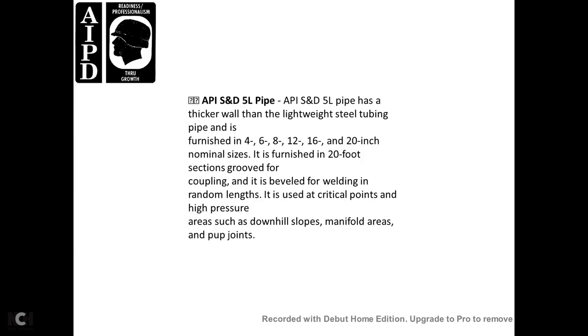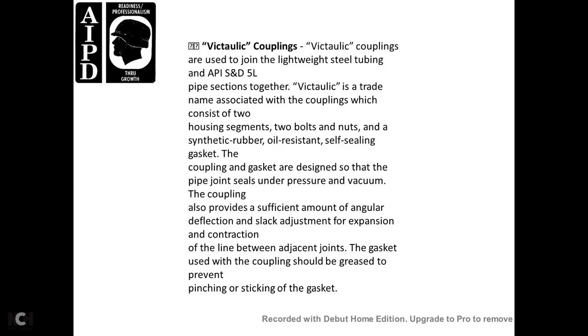API standard 5L pipe. This has a thicker wall than the lightweight steel tubing. The pipe is furnished in 4, 6, 8, 12, 16, and 20-inch nominal sizes. It is furnished in 20-foot sections, grooved for the coupling or beveled for welding. It is used at critical points for high pressure areas such as downhill slopes, manifold areas, and pump joints.